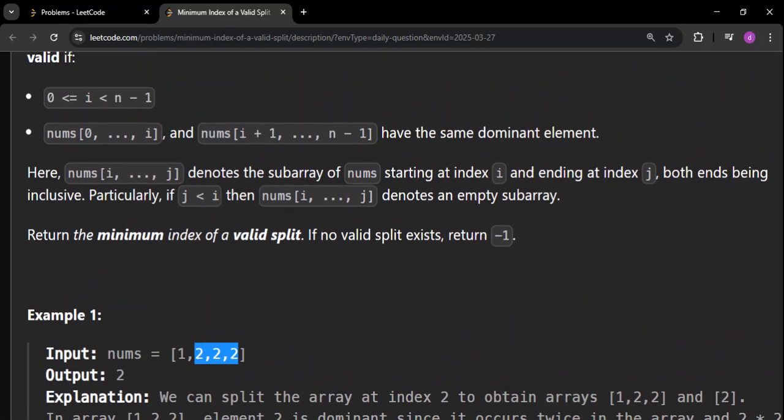It has to be present more than half. So I always take the length of the array divided by 2. The frequency of the element has to be greater than that to be called dominant. That is the basic idea.